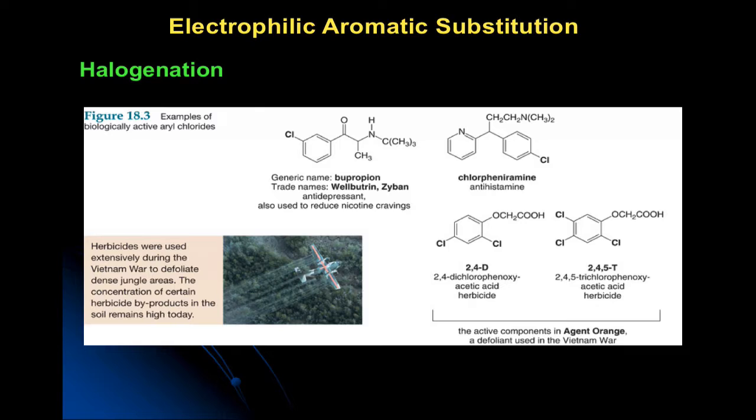Now, this has had some very important uses. So, for example, Wellbutrin is made. It has an aromatic ring with a chlorine atom on it. You can't just go crude oil and get aromatic rings with halogens on them. You've got to do this synthetically. How do we do that? Chlorination. Okay?